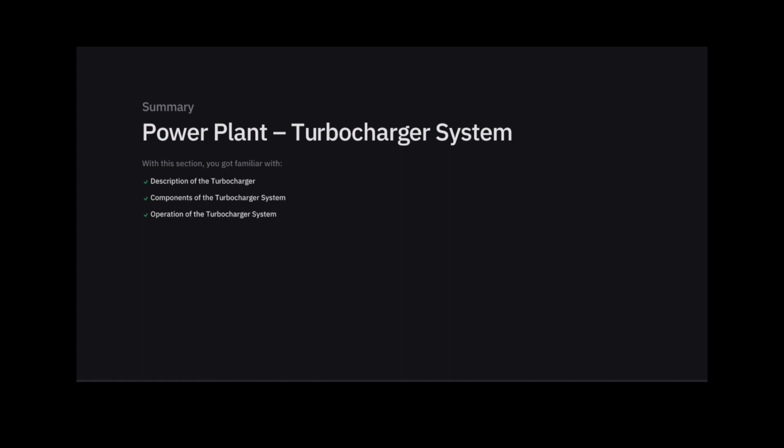Summary. With this section, you got familiar with description of the turbocharger, components of the turbocharger system, and operation of the turbocharger system.